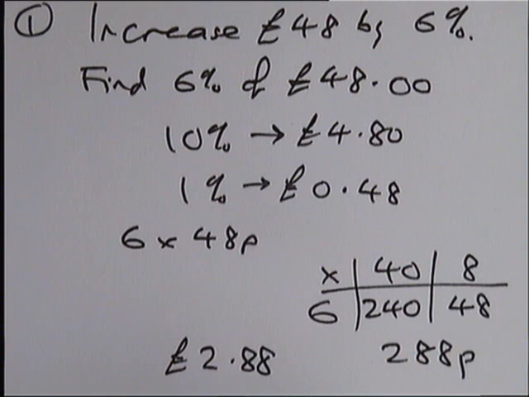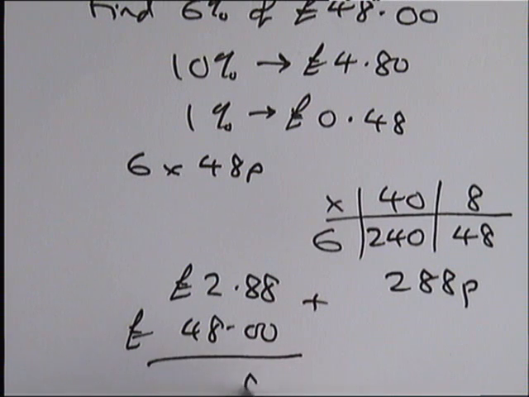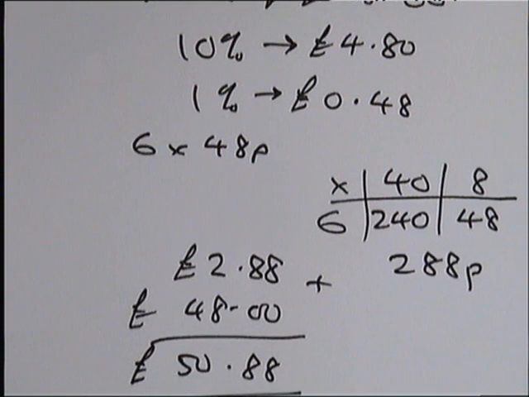So what I'll need to do now is add this £2.88 onto the £48 I had to start with. And when I add those two together, I've then increased my £48 by 6%. My final answer is there, £50.88.